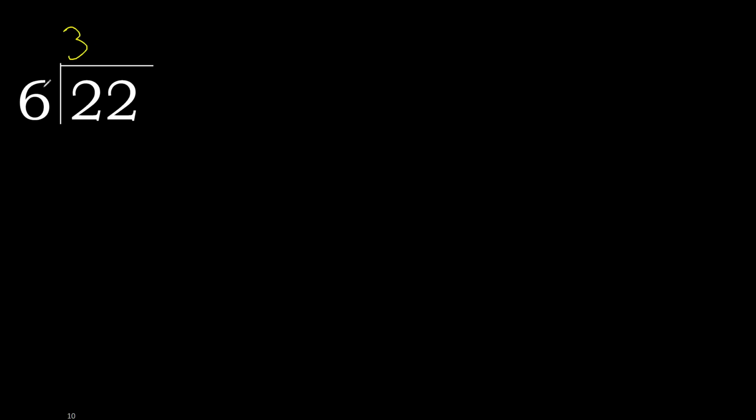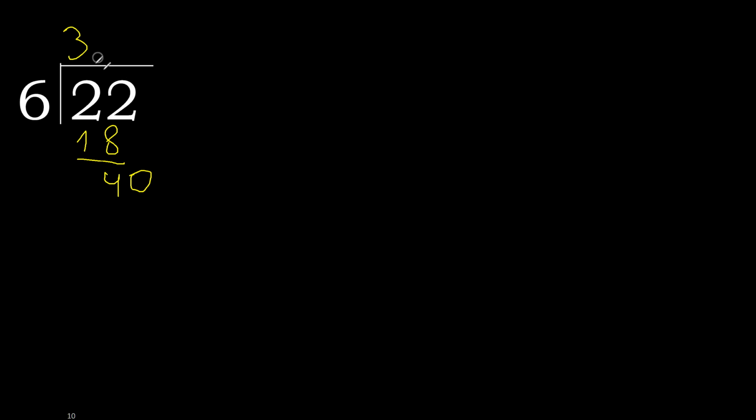6 multiplied by 3 is 18. Okay, that is not greater. 22 minus 18 is 4. Next, there is no number to bring down, therefore we complete it, always complete with 0.